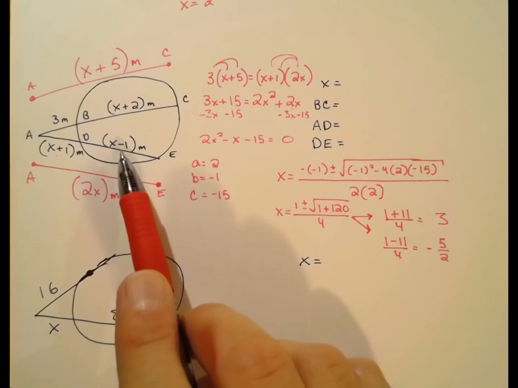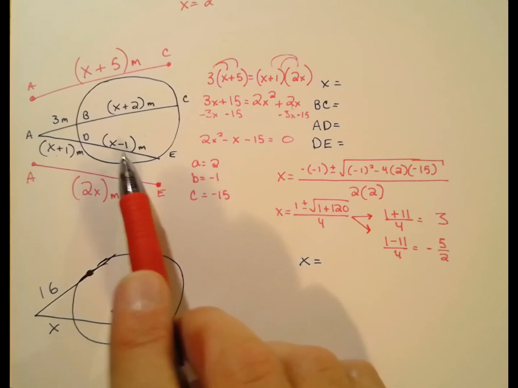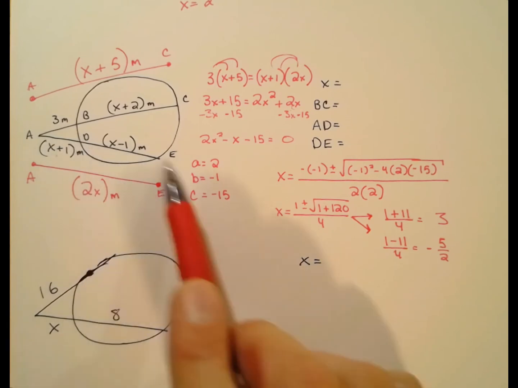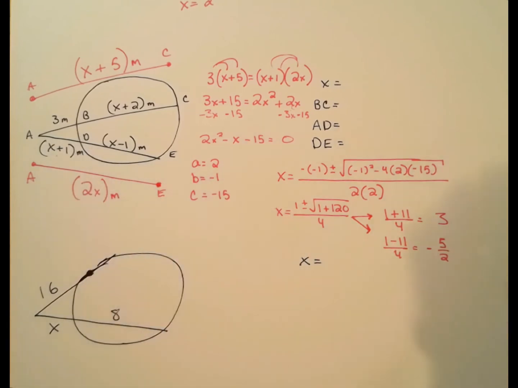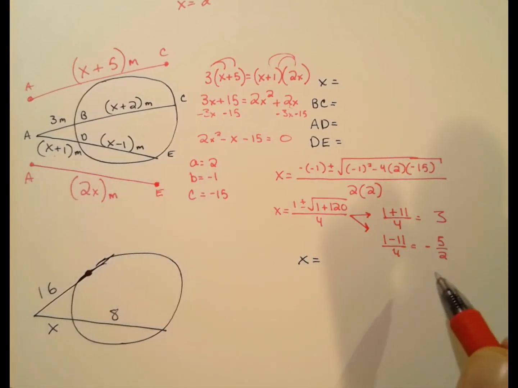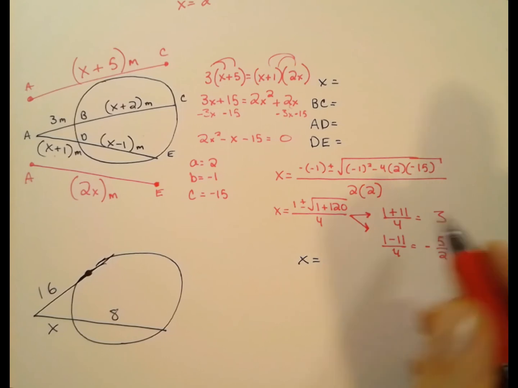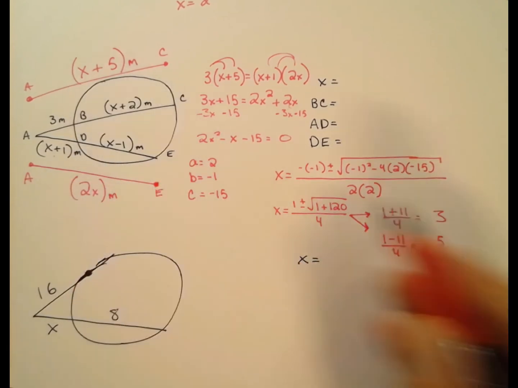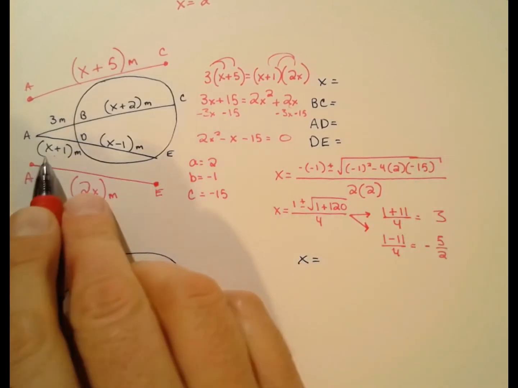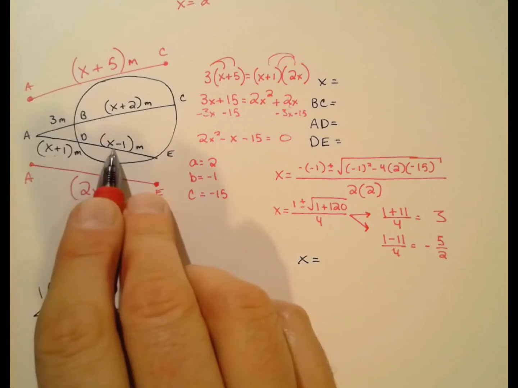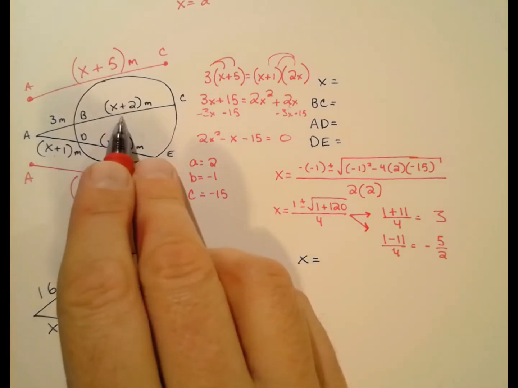Negative 2.5 minus 1 is negative 3.5. This distance is not negative, it is positive. So even though algebraically we get two answers, one of them doesn't actually make sense because we get a negative length there. So 3 is the only one that makes sense. That gives me a 4, a 2, and a 5.